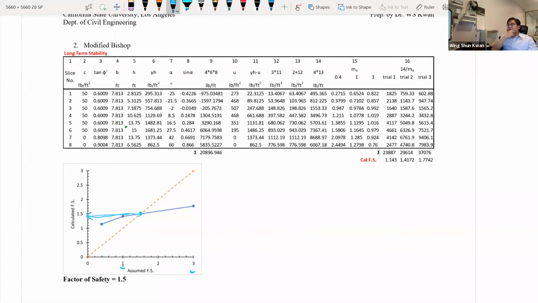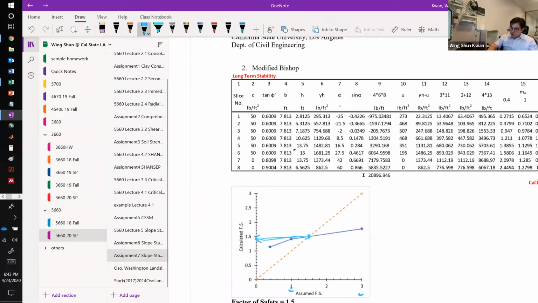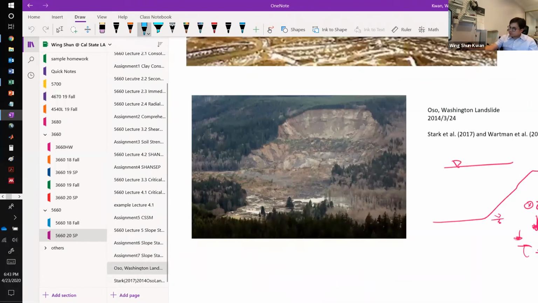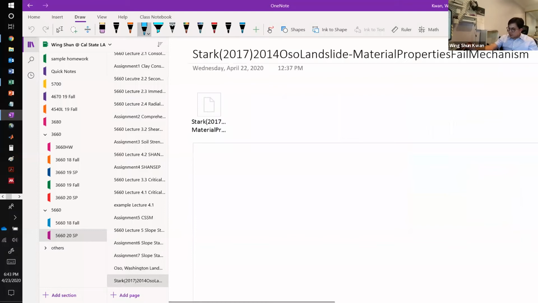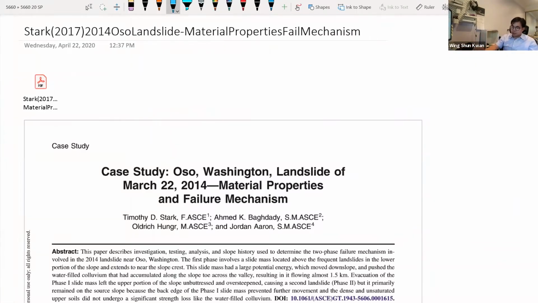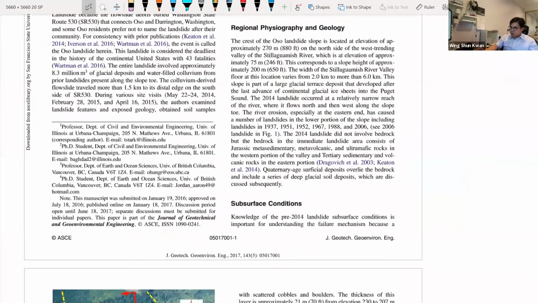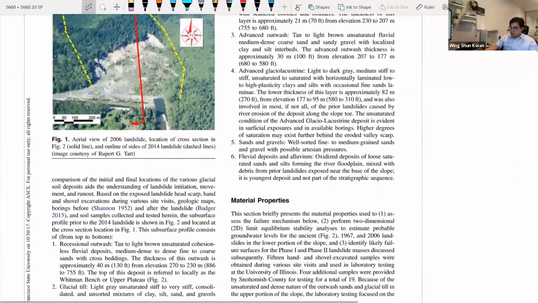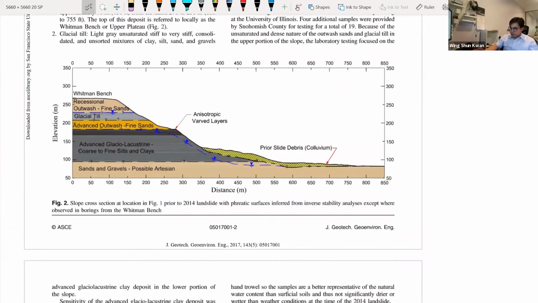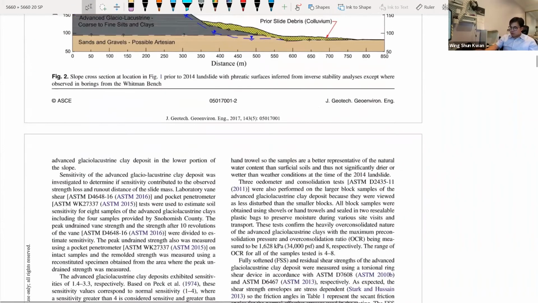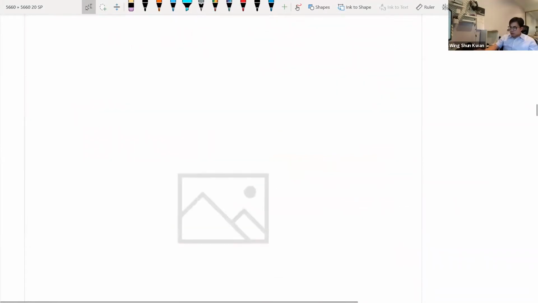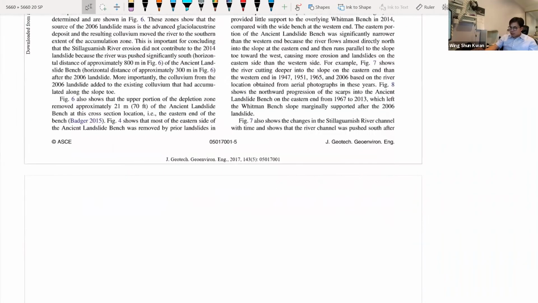So I expect you will do a similar exercise for your next homework, but on the other site. One more time, your homework: you can find all the information from this Stark paper. I encourage each of you to read the whole paper. It's a classic case history, and you do have a groundwater table. I think Table 2.